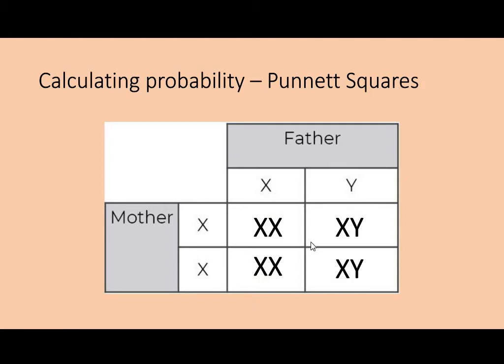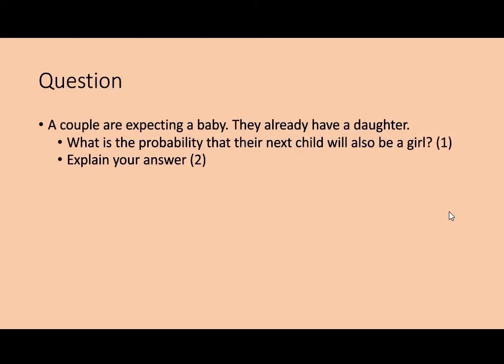So that's what we would end up with in our Punnett square. Now, a quick question for you to think about. A couple are expecting a baby. They already have a daughter. What is the probability that their next child will also be a girl? Explain your answer.